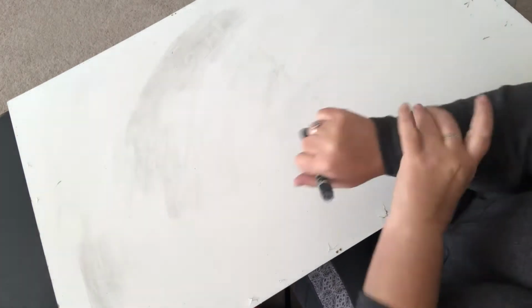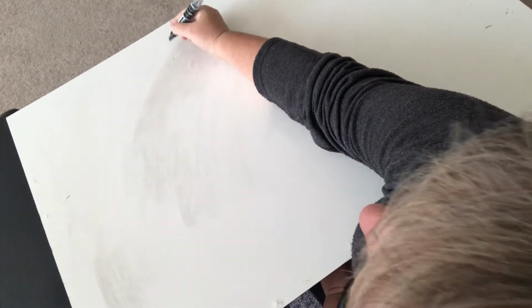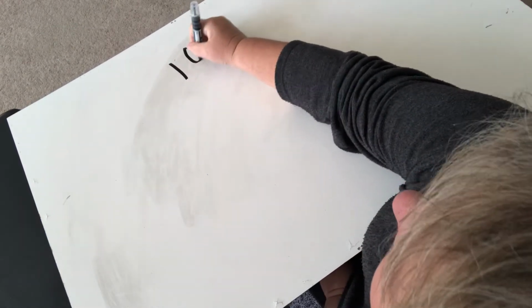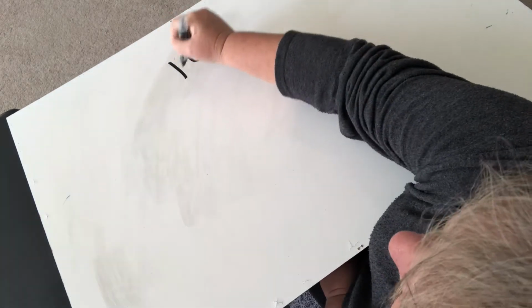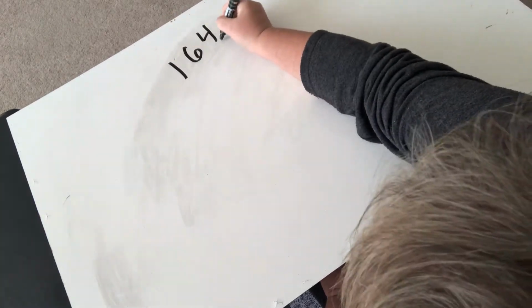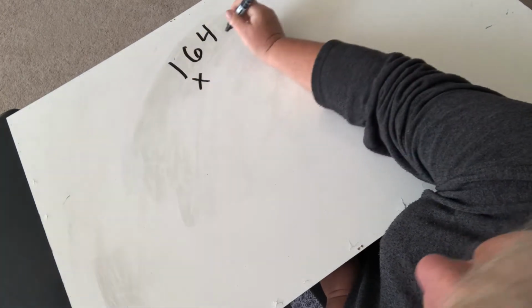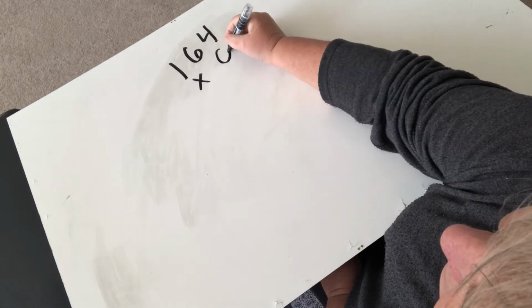So we just were talking about 2 by 1 multiplication. So let's see if we can figure out what 3 by 1 multiplication will look like. So if I have an equation that looks like this, 164. That's my 3 digits, 1, 2, 3. Ones, tens, hundreds. And I'm going to multiply it by 6.